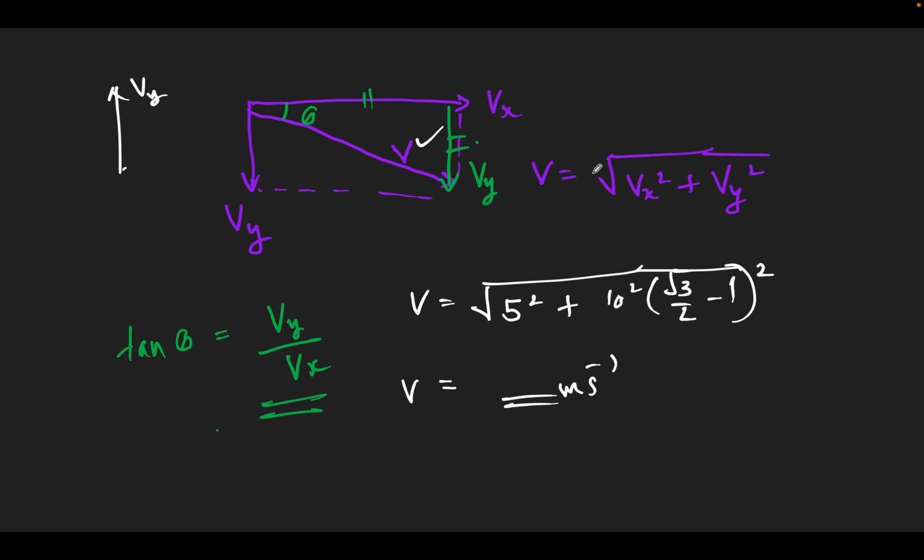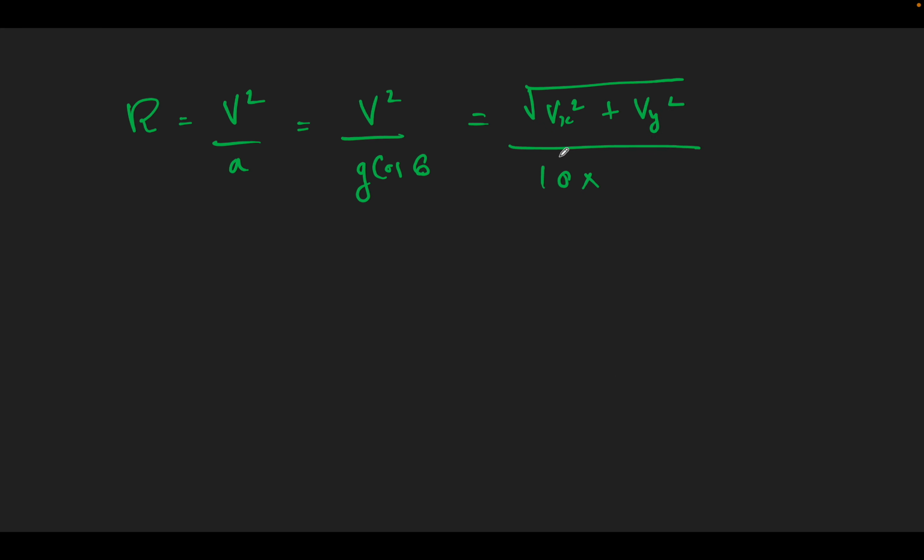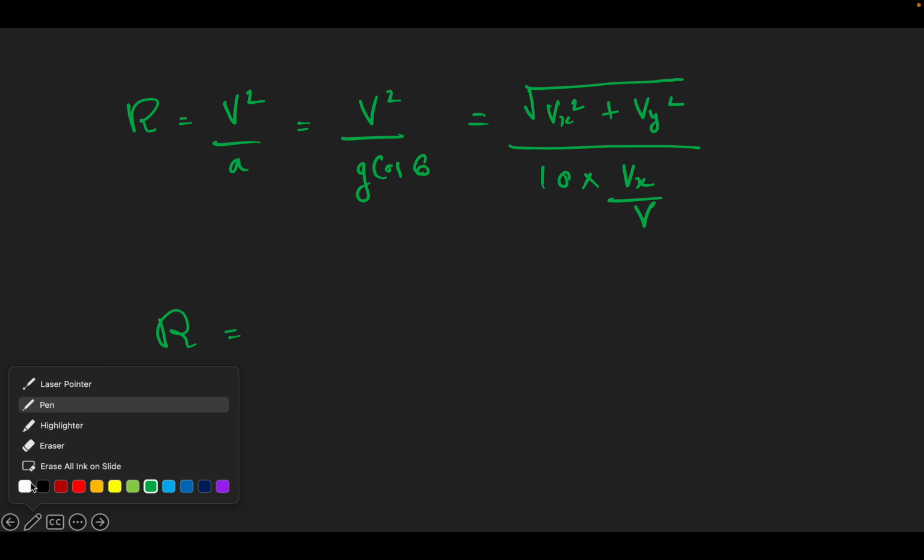Cos theta, if you see from this triangle, is adjacent side by hypotenuse. What is adjacent side for this theta? Vx is the adjacent side. What is hypotenuse? V is the hypotenuse, right? So 10 into Vx by V.